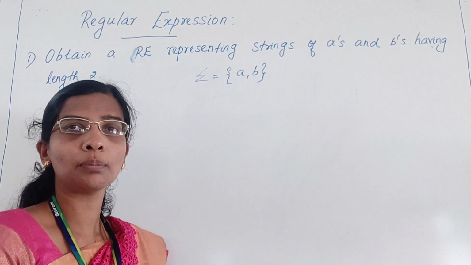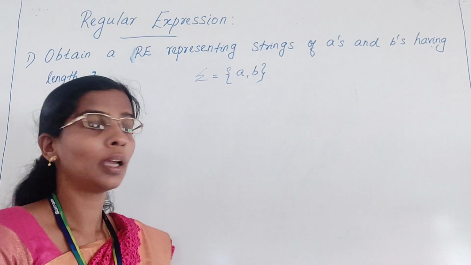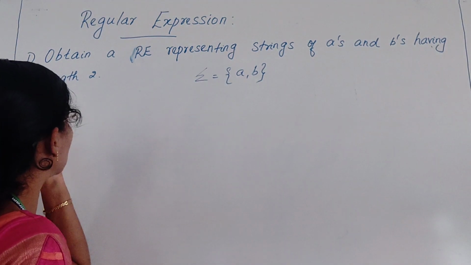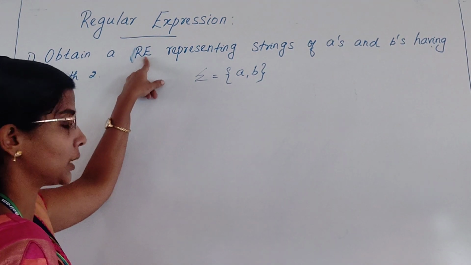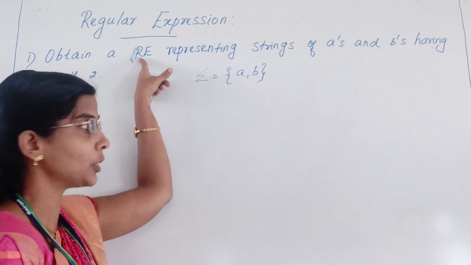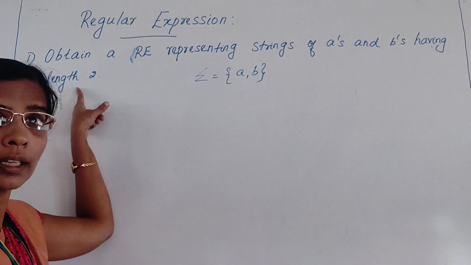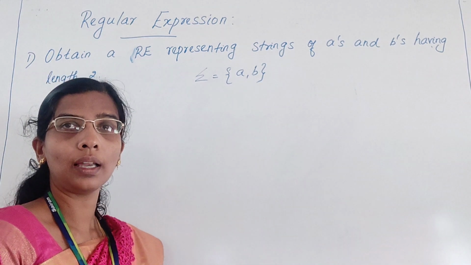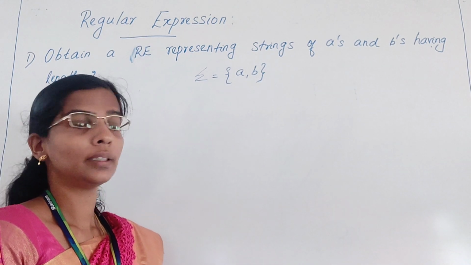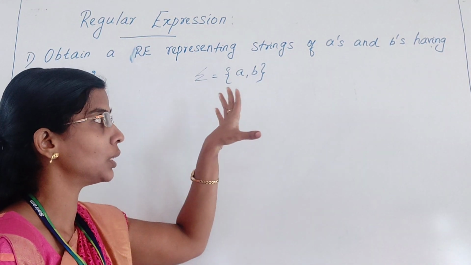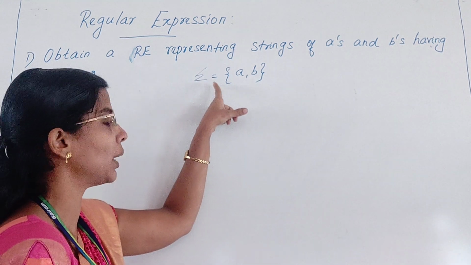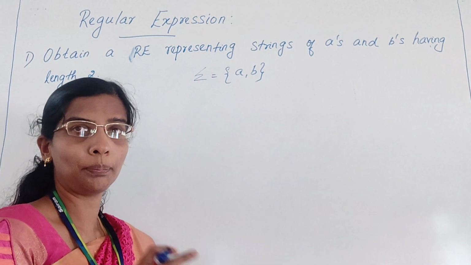Students, we'll discuss sums in regular expressions. What is the question? Obtain a regular expression (RE) representing strings of A's and B's having length 2. From this question, I can write my sigma. Sigma is nothing but A and B.